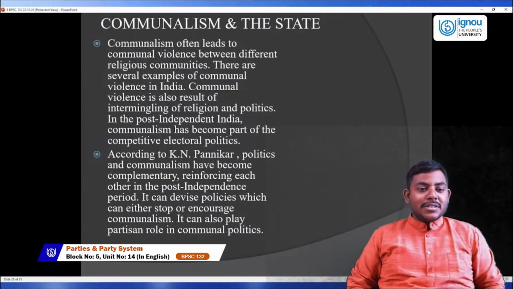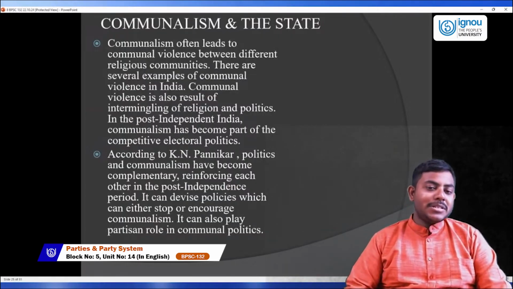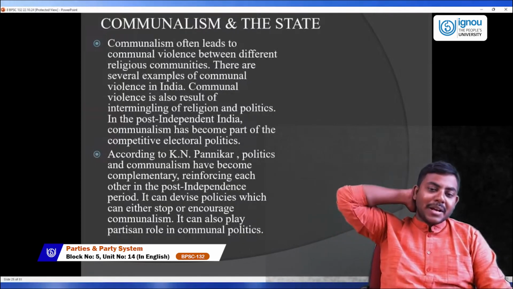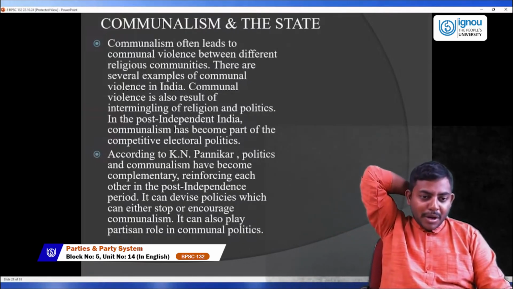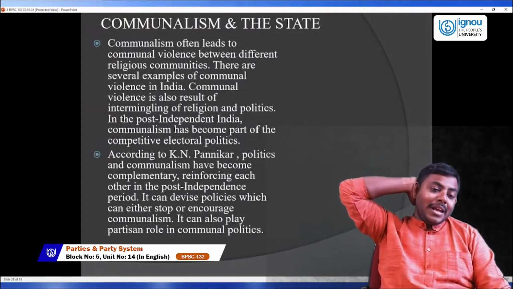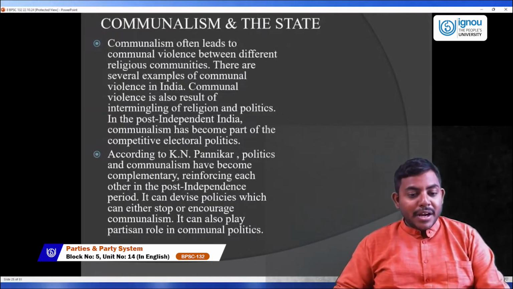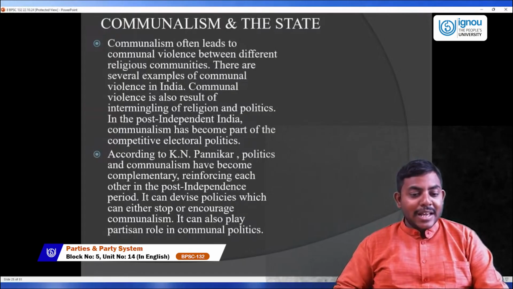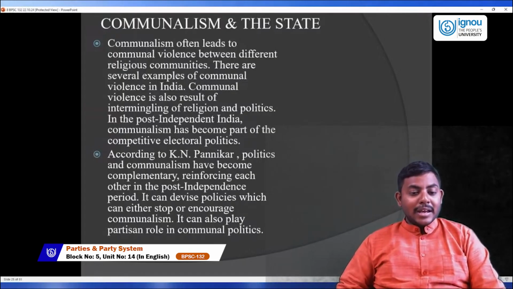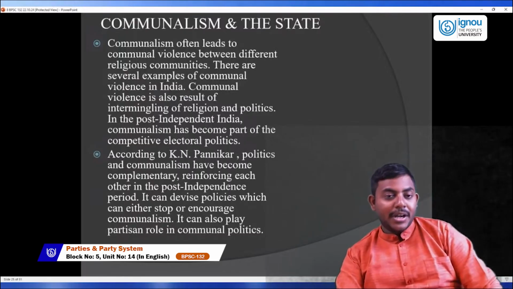Communal violence is also a result of intermingling of religion and politics. In the post-independent India, communalism has become part of competitive electoral politics. According to K. N. Panikkar, politics and communalism have become complementary, reinforcing each other in the post-independence period. It can devise policies which can either stop or encourage communalism.